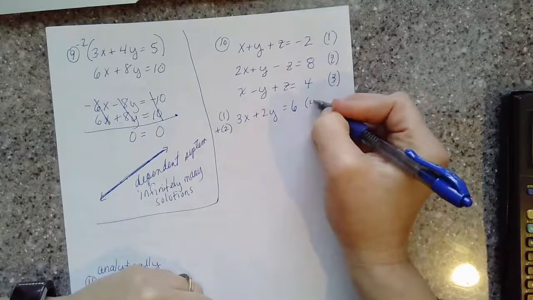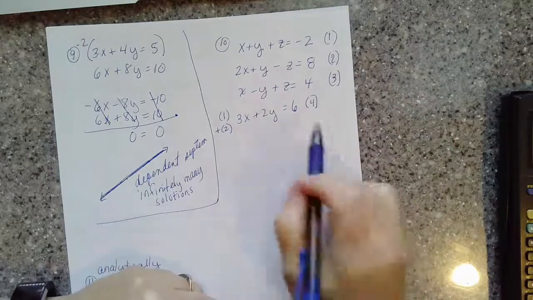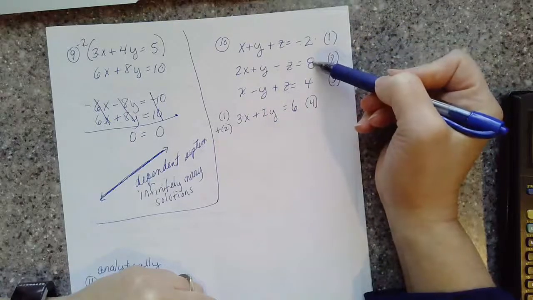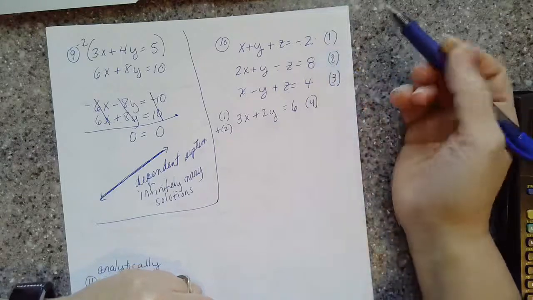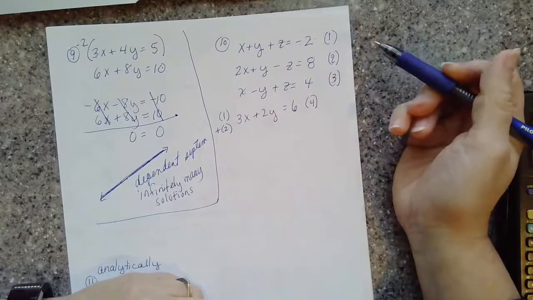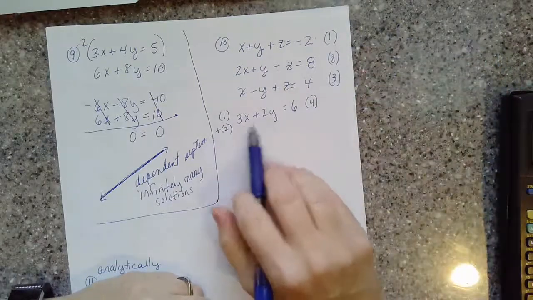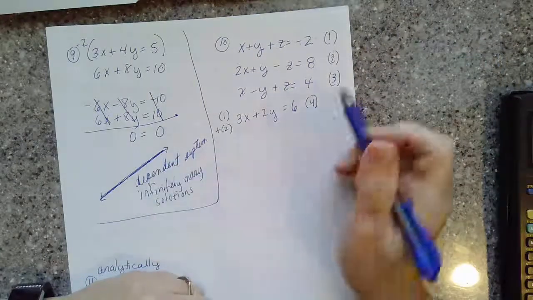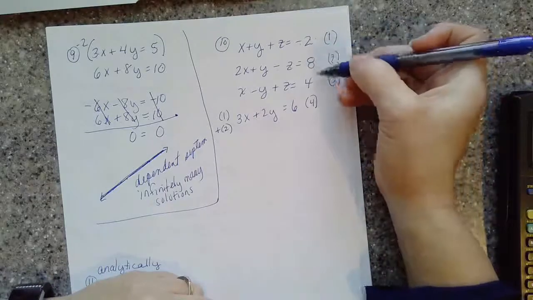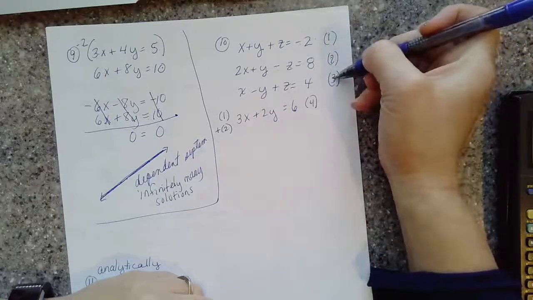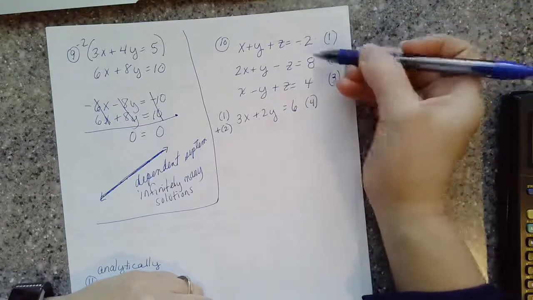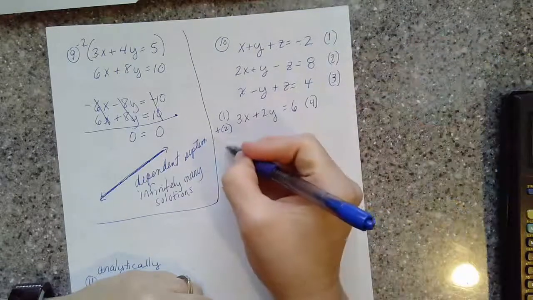Now I need to create another combination added together to create an xy equation. So I can do what I've been doing over here and add 2 plus 3 or 1 plus 3. That's really the only combos left. Do you see 2 plus 3 would be handy? 2 plus 3, it's already got the z's opposites there, so I don't even really have to write it down again. I can just look at it.